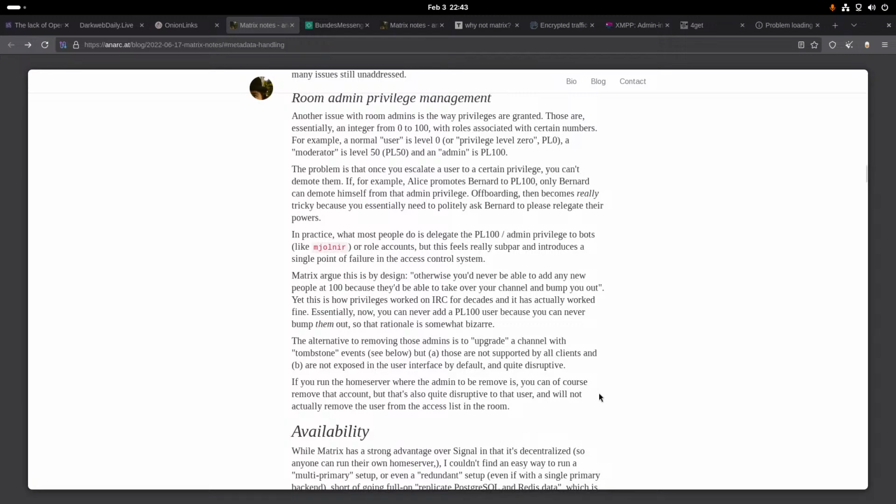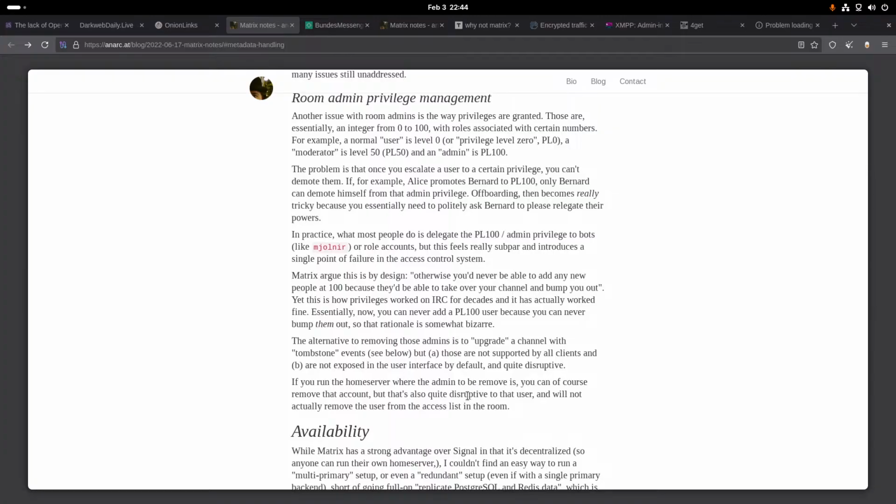Another issue with the room admins is the way privileges are granted. Those are essentially integers from 0 to 100, with roles associated with certain numbers. For example, a normal user is level 0, privilege level 50, PL50, is moderator, and an admin is PL100. The problem is that once you escalate a user to a certain privilege, you can't demote them. For example, if Alice promotes Bernard to PL100, only Bernard can demote himself from the admin privilege.